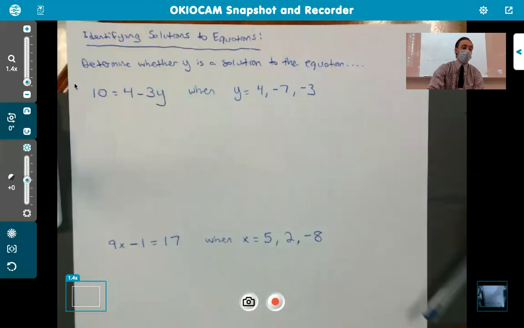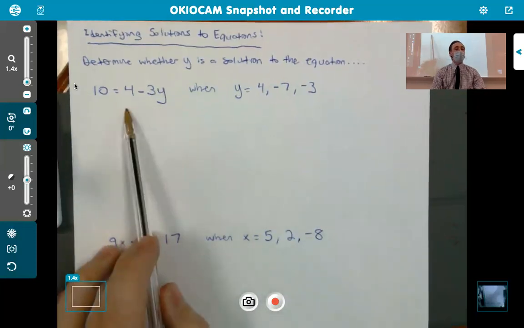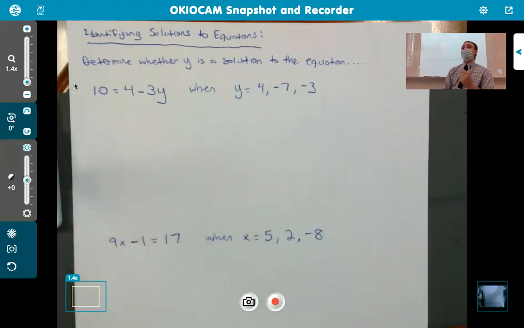A lot of the questions will be posed this way. It says, determine whether y is a solution to the equation. They'll give you a couple different values to work with, and they'll give you an equation. All you're going to do is take each individual y value, plug it into the original equation, and check to see if you get the same thing on both sides of the equal sign. If you do, then it is a solution. If you do not, then it is not a solution.